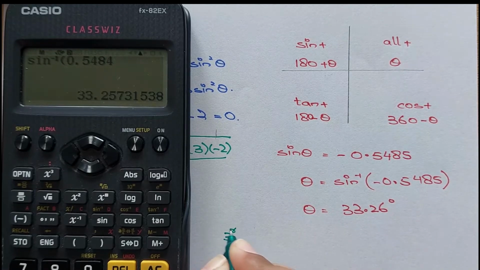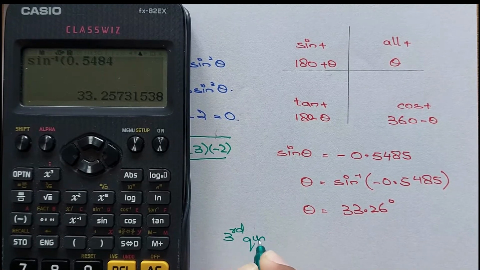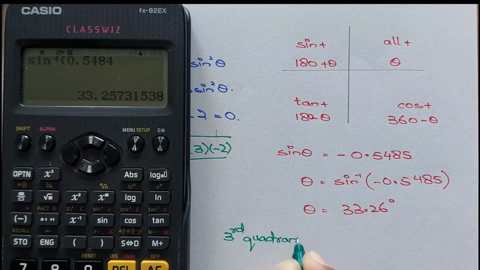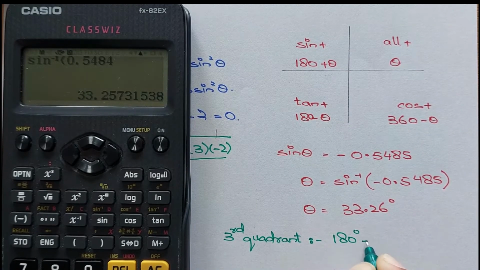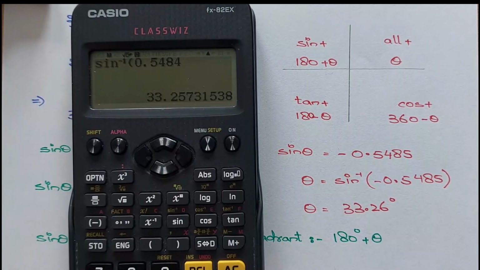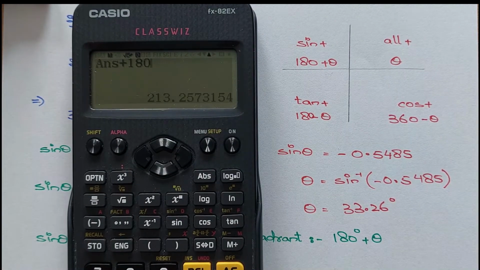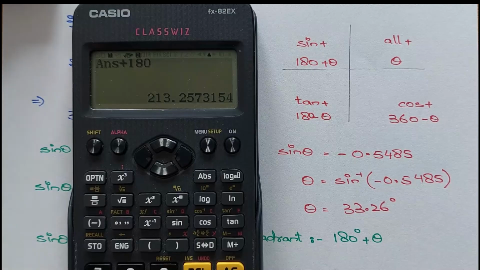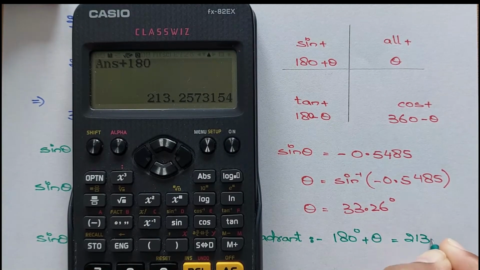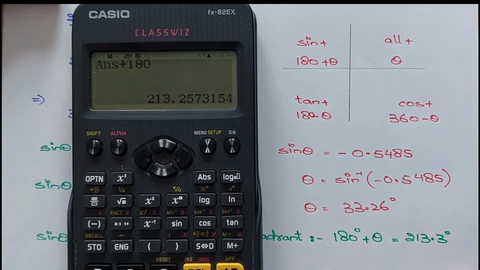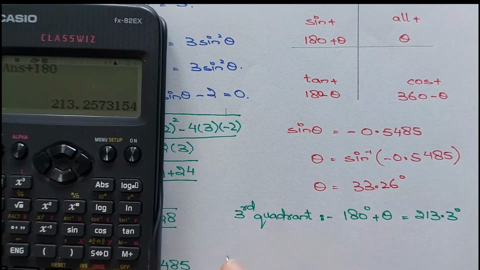So for the third quadrant, we have 180 plus theta, right? So in this value, just add 180 degrees. So we have 213.26, or 213.3 degrees, right? And for the next is the fourth quadrant.